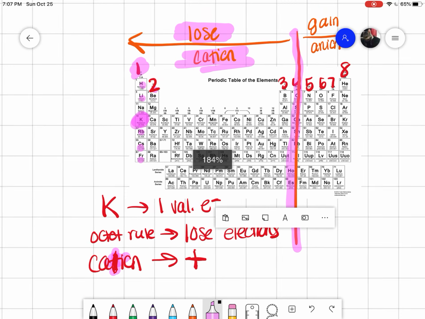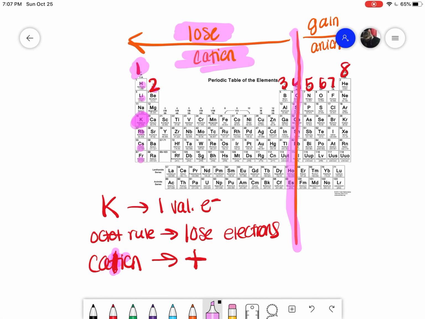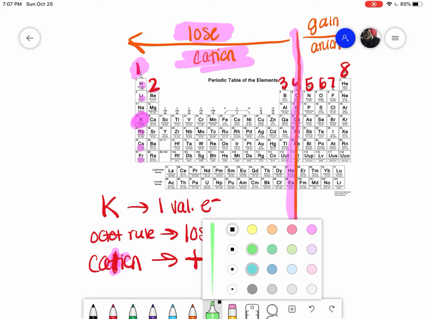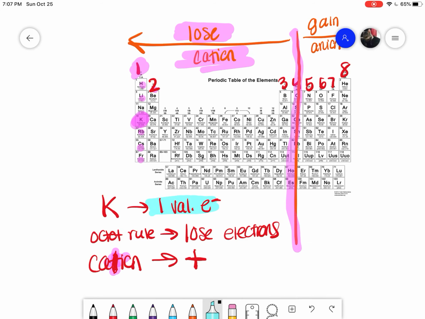And so to summarize, we looked at potassium. We know that potassium has one valence electron because it's found in this column. And because it has one valence electron, it is going to lose electrons to meet the octet rule. And when it loses electrons, an atom becomes more positive.